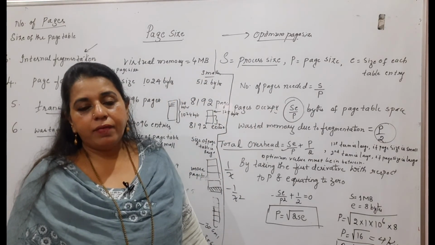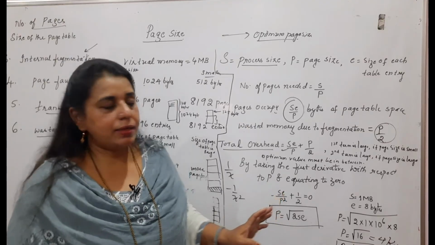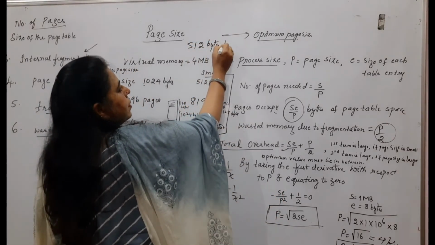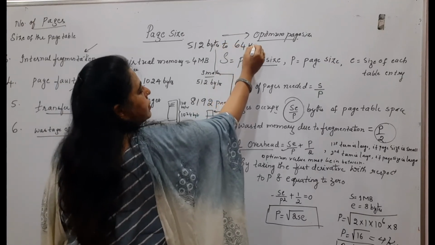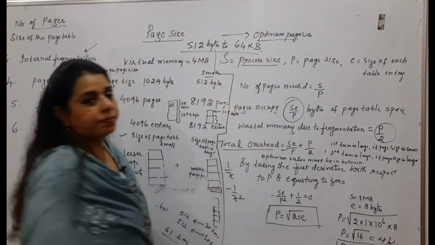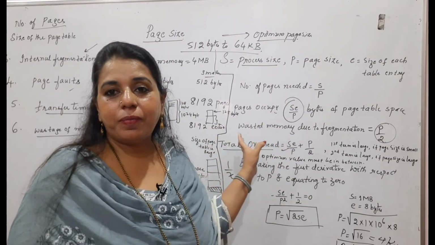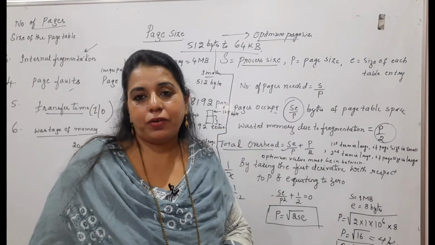All commercially available computers have page sizes between 512 bytes and 64 kilobytes, remember. If a question is asked on page size, first try to give the importance of page size and then come up with the derivation for the page size.